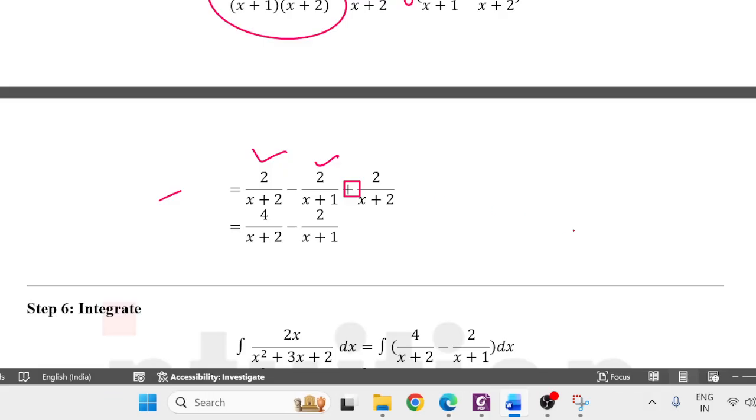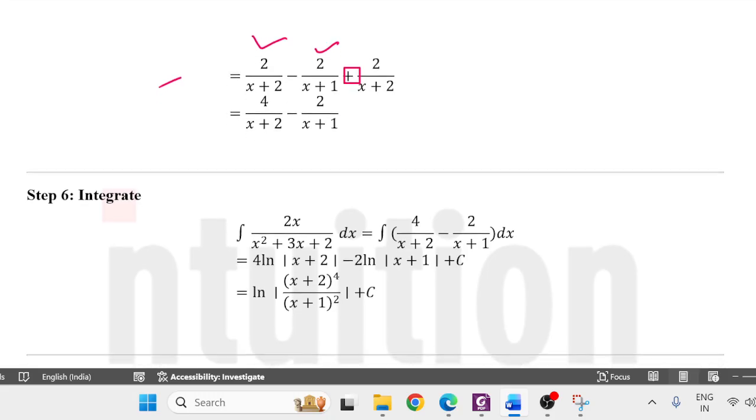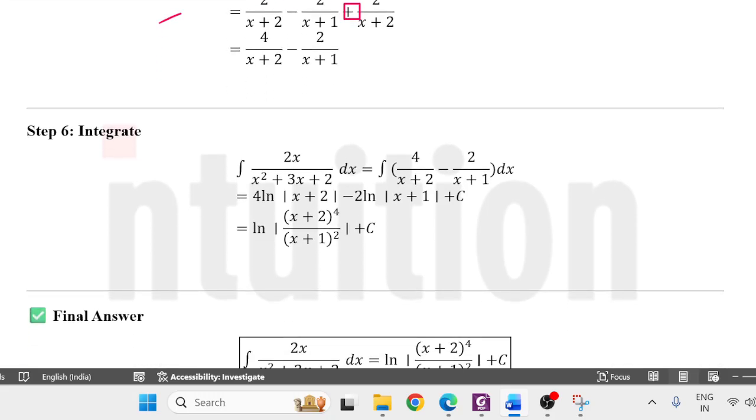So what we can do is, if you integrate now, it's quite easy, am I right? We split this 4, am I right? Whatever expression I got, we have to integrate that, isn't it? Here we have to integrate this expression. So 4 divided by x plus 2.